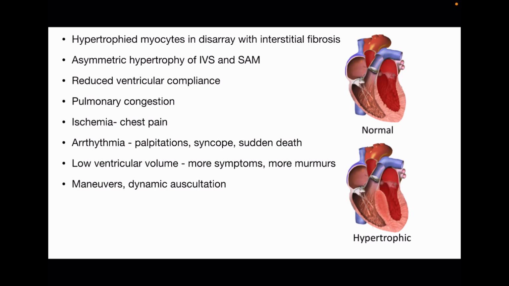The other thing that I would like to explain to you here is that hypertrophic cardiomyopathy is one condition where less blood inside the left ventricle creates more symptoms and more murmurs. The other condition which has similar findings is mitral valve prolapse. All the other valvular heart diseases cause more symptoms and more murmurs when there is more blood inside the heart. So hypertrophic cardiomyopathy and mitral valve prolapse are the only two conditions where less blood inside the heart creates more symptoms.